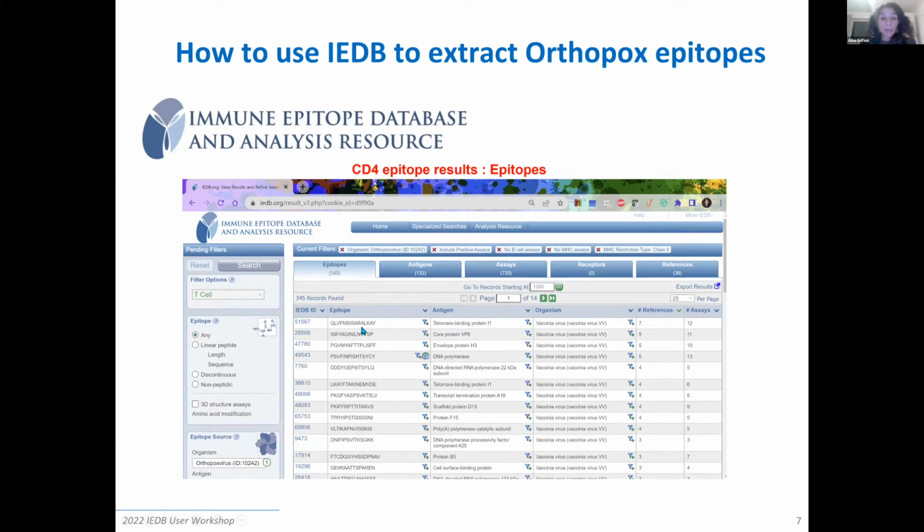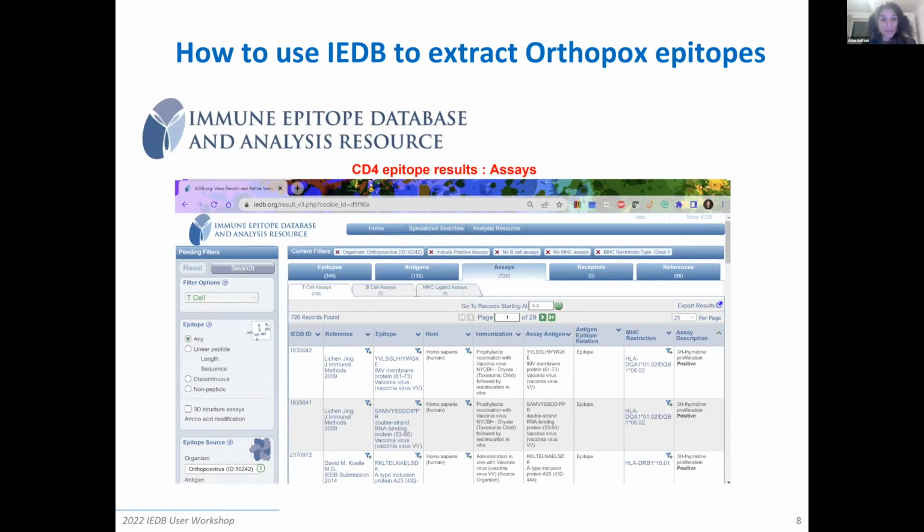We have information about the epitope sequence, the different antigens pertaining to it, and the organism of origin, as well as how many references mention these epitopes and how many assays have independently shown this as being an epitope. And indeed, if you look in the assay tab, you can go into much more detail. Now you start having the epitope information linked to the specific reference, as well as information about the specific MHC restriction and the assay description of what has been run, as well as further details on the way the overall experiment has been carried out.